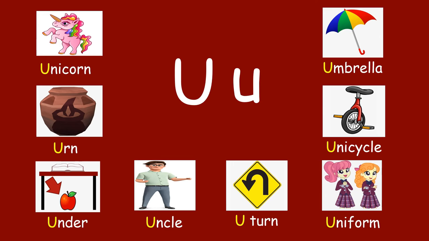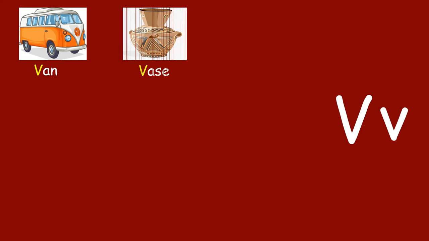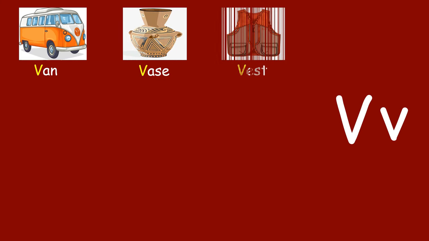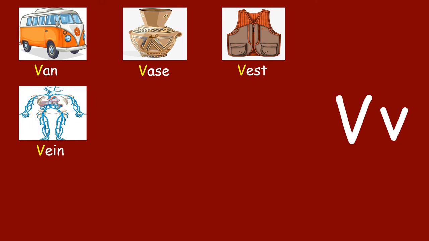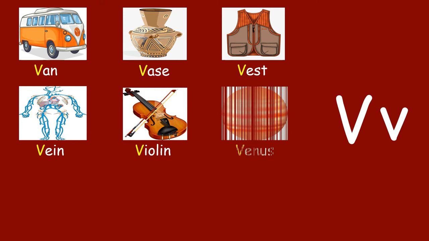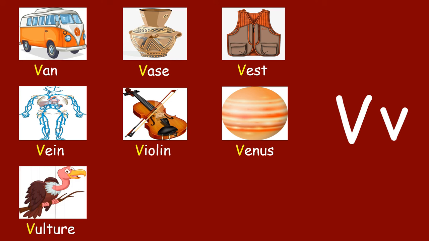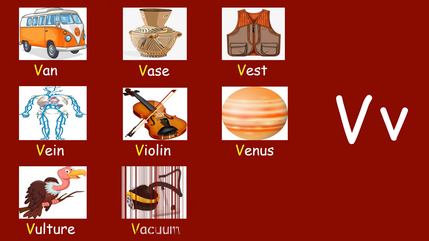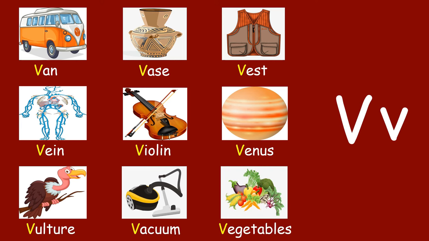The next letter is V. Sound of this letter is V. Van. Bus. Vest. Vane. Violin. Venus. Vulture. Vacuum. And vegetables.